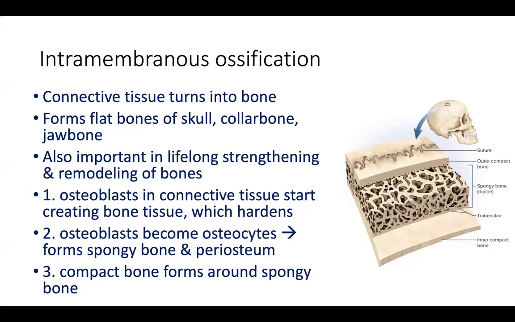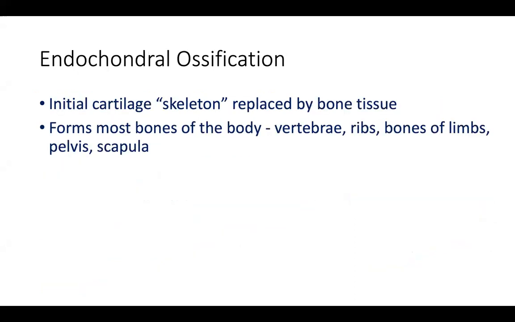So that's the one way that bone can form. And remember, that's the skull, collarbone, and jawbone specifically. And then endochondral ossification is where that initial cartilage skeleton of the fetus, so it's kind of like a blueprint, eventually is replaced by bone tissue. So it sounds really similar.